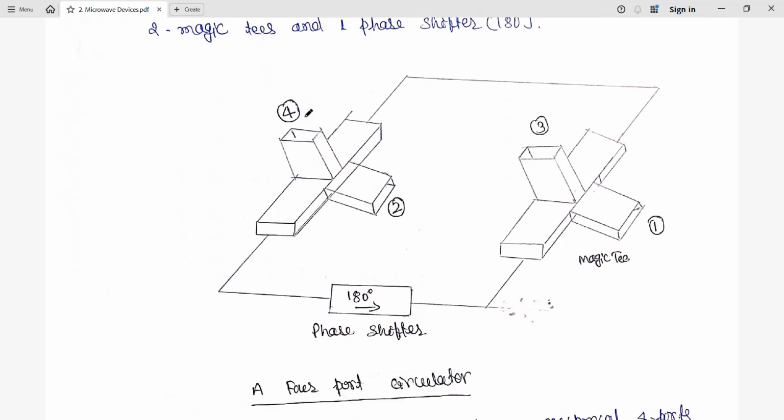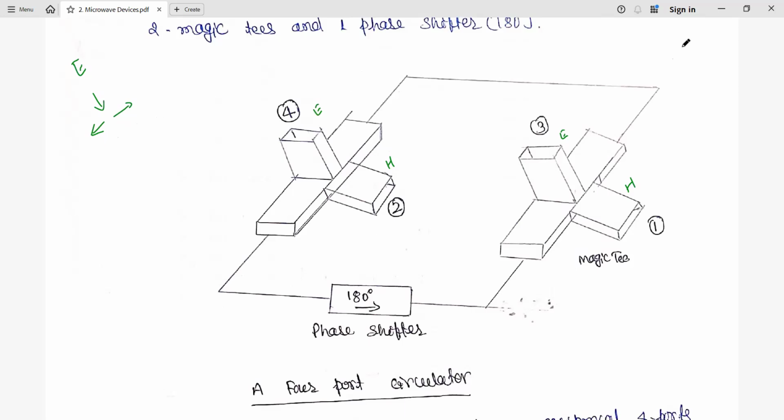So in the magic T, this is going to be the E plane, this is the H plane part. Again here E, this is the H. You have the concept that in case of the E plane T, if you transmit from port 3, it is going to appear at ports 1 and 2, that is the collinear arms, having a phase shift of 180 degrees, same magnitude, but the phase shift is 180 degrees.